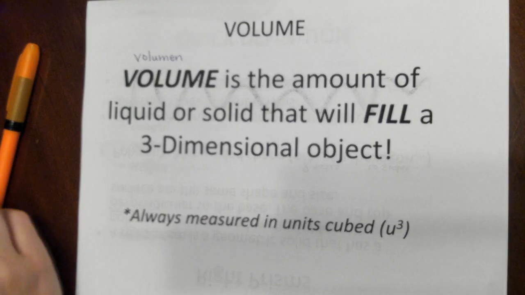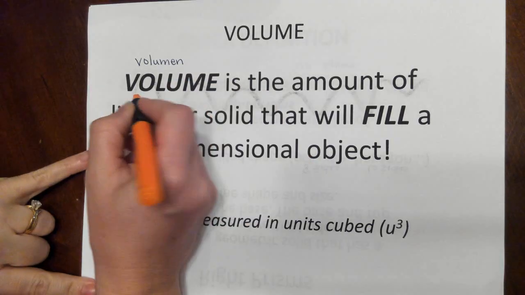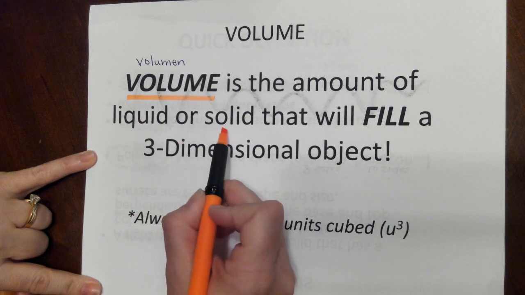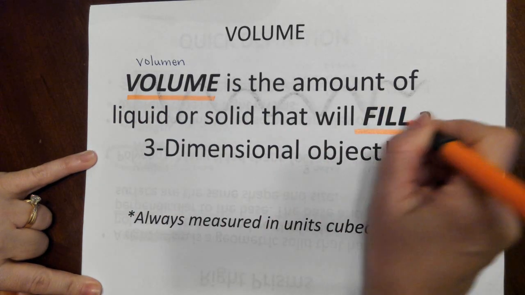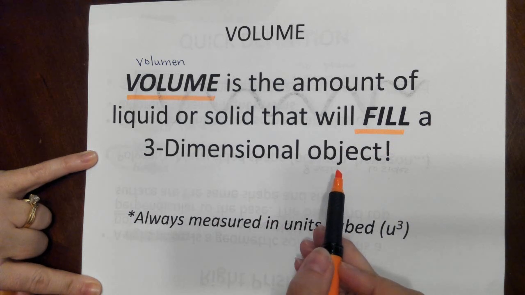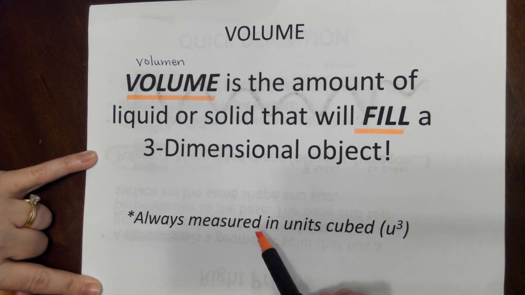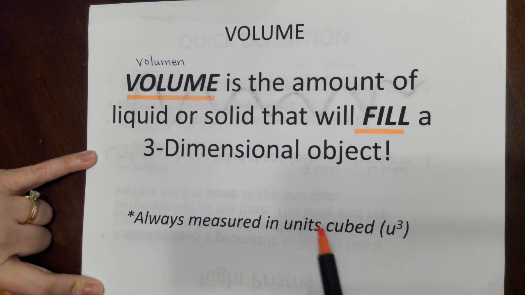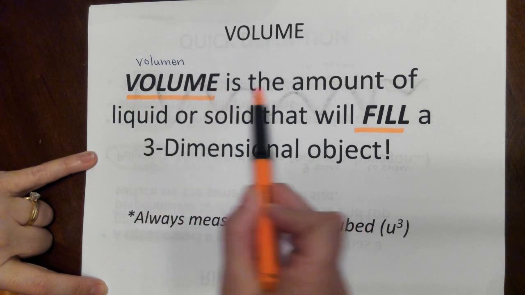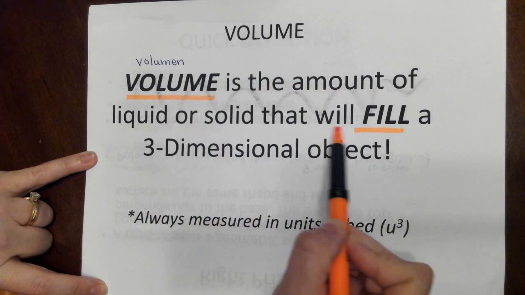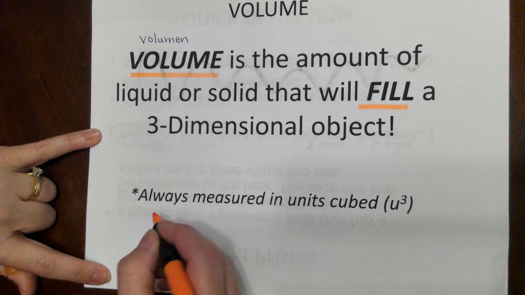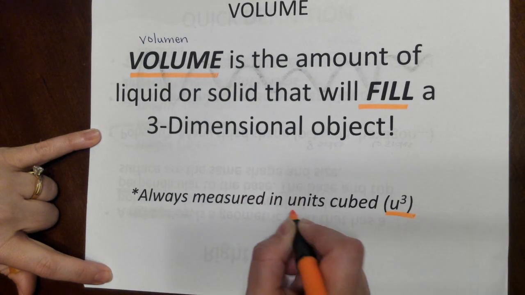Volume. So what is volume? Volume is the amount of liquid or solid that will fill a three-dimensional object. Okay, so thinking of like soda inside of a soda bottle, or milk inside of a milk jug, water inside of a cup. That's volume. Volume is the amount of liquid or solid that will fill a three-dimensional shape. Okay, and then volume always has the units cubed.